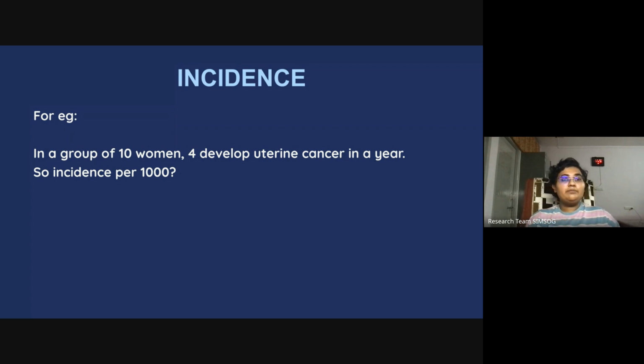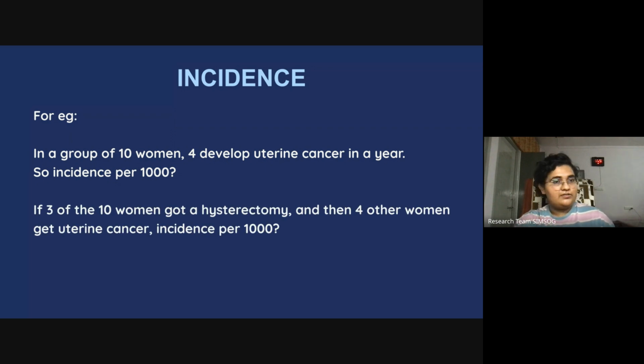Right? But it is important to remember that the denominator is the total population at risk. So, for example, if I modify this a little and I say that in this group of 10 women, 3 of them got a hysterectomy, and now we are again talking about this group, right? So now what would be the incidence per 1,000?